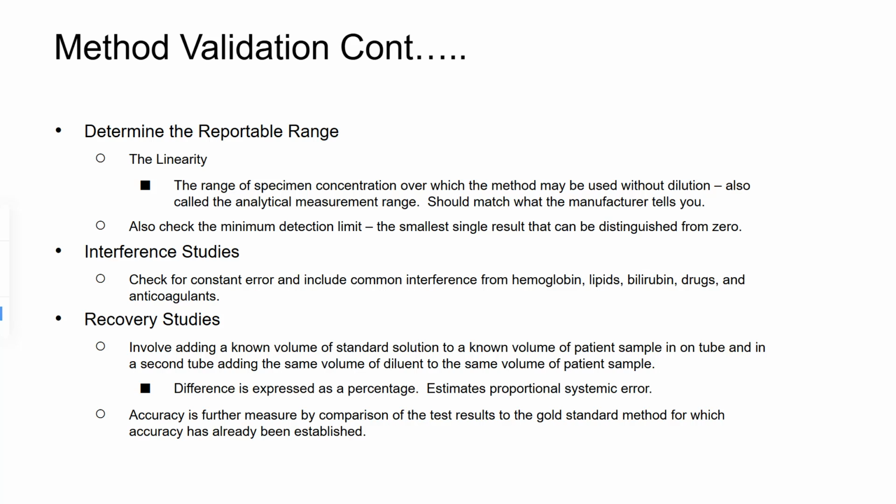And the recovery studies involve adding a known volume of standard solution to a known volume of patient sample in a tube, and in a second tube, adding the same volume of diluent to the sample volume. The difference is expressed as a percentage. Estimates proportional systemic error. Accuracy is further measured by comparison of the test result to the gold standard method for which accuracy has already been established.